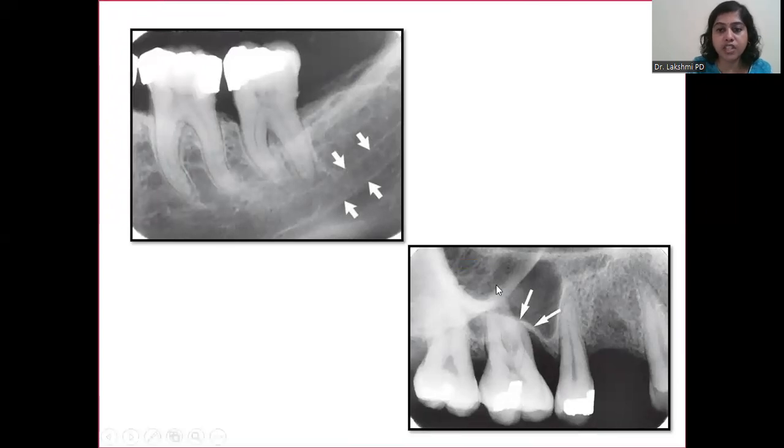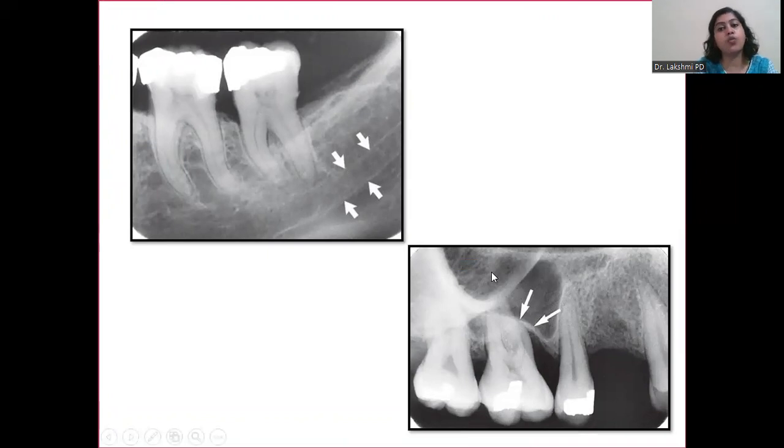However, if you look at the areas where you have your sinuses, your pulp chambers, compared to your enamel and dentine, they appear comparatively black. Why? Because they are not composed of any mineral content. Your pulp does not have any mineral content. Your sinuses are basically air-filled cavities. So these all allow X-ray photons to pass through them.